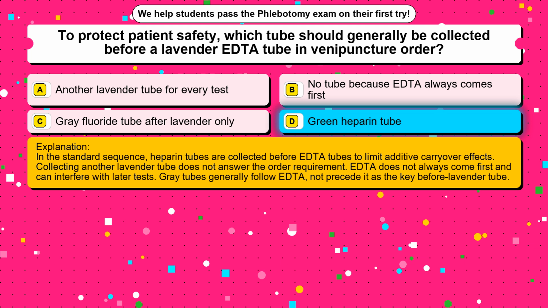Collecting another lavender tube does not answer the order requirement. EDTA does not always come first and can interfere with later tests. Gray tubes generally follow EDTA, not precede it as the key before lavender tube.